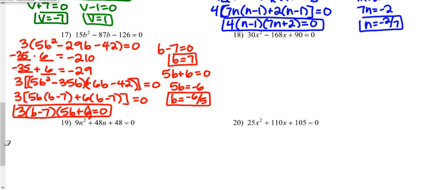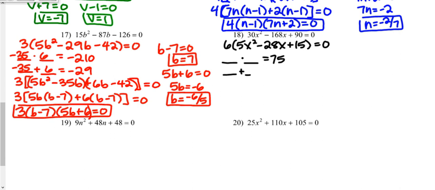All right, looking for our greatest common factor again. I actually think I can divide all these by 6. So that would be 5x squared minus 28x plus 15. So then numbers that multiply to 75 and add to negative 28, negative 3 and negative 25 would be your numbers.